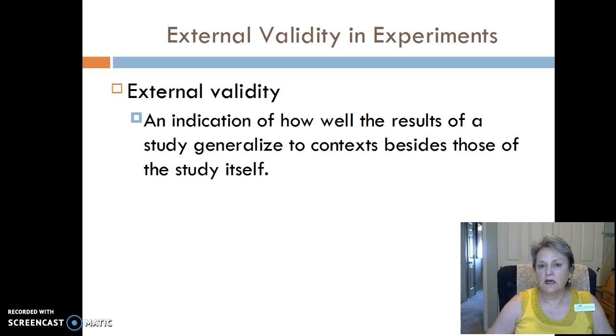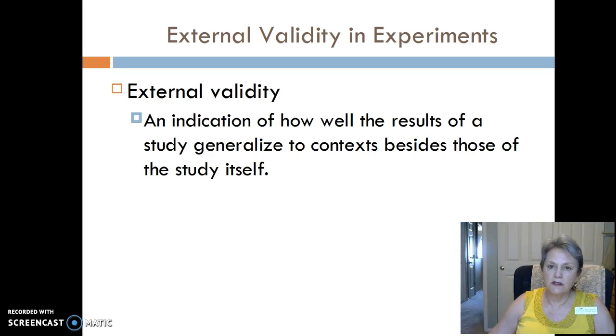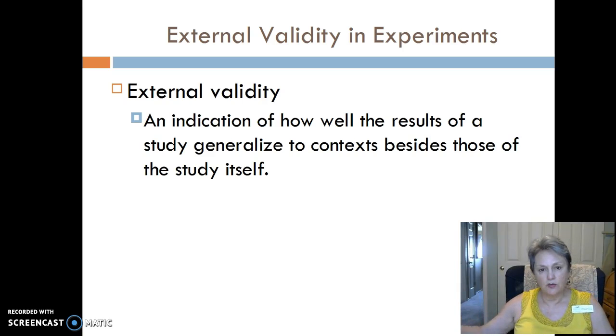External validity is a concept that's very important in talking about experiments. This is an indication of how well the information you get from your experiment, a lot of times in a lab setting, is going to generalize to the outside world in similar situations.